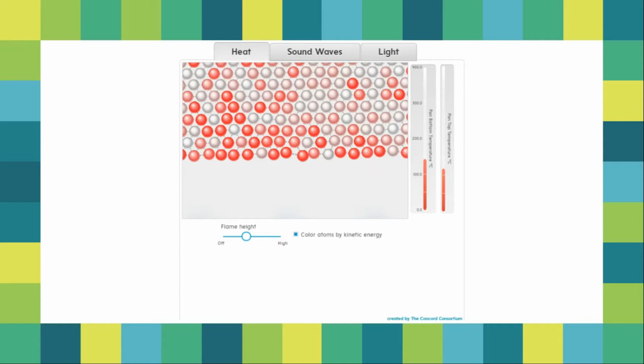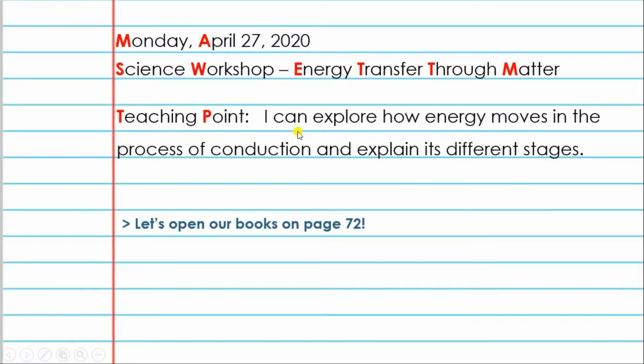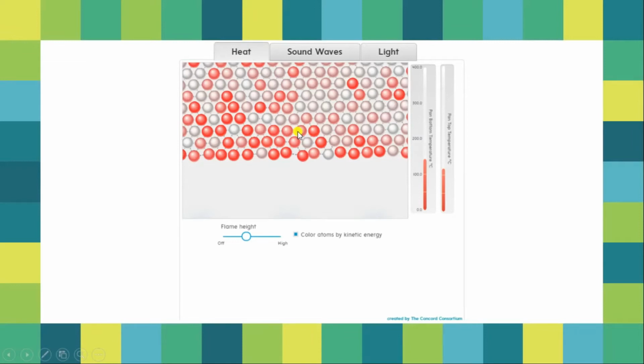So we're going to be taking a look at how energy moves in the process of conduction. We must remember that for conduction to happen, the two objects need to be touching, the warm one and the cooler one, right? So basically, these small balls right here represent the molecules of the solid of the object, let's say a frying pan.